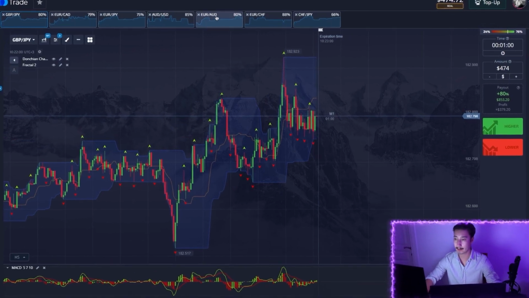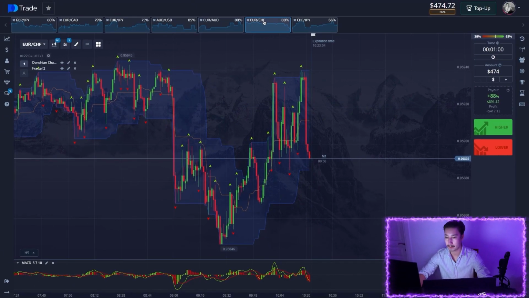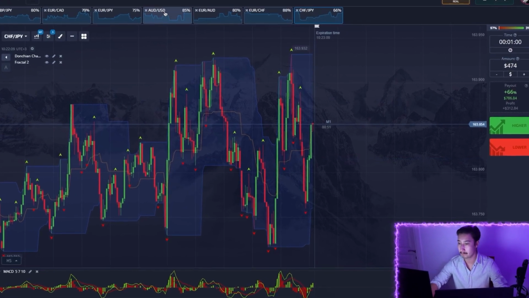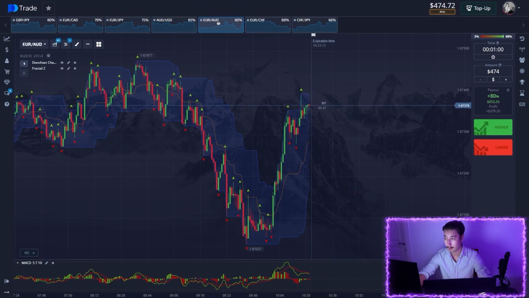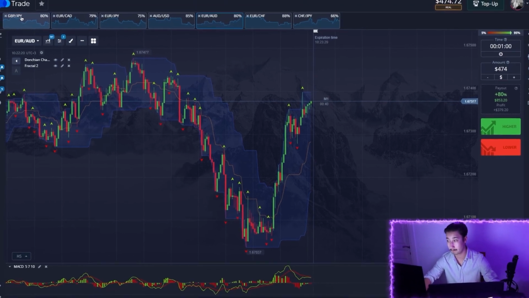So let's select the next currency pair. Consider entering a bearish trade, right? Let's just see what we have. Maybe, just maybe, we will find some. No. Let's see.